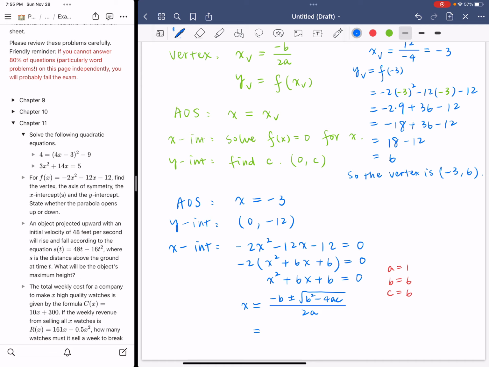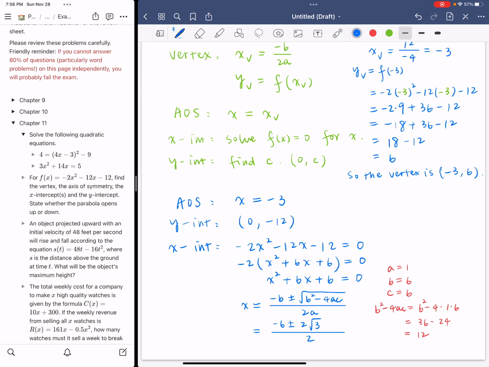So if I plug in, I will get denominator 2, numerator negative 6, plus or minus. I'm going to calculate b squared minus 4ac separately. So b squared minus 4ac is 6 squared minus 4 times 1 times 6. That's 36 minus 24, which is 12. So we're adding the square root of 12. If I simplify the square root of 12, it's basically the square root of 4 times the square root of 3. So that's 2 square root of 3.